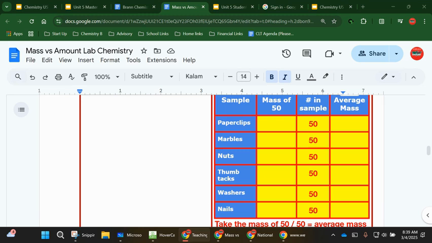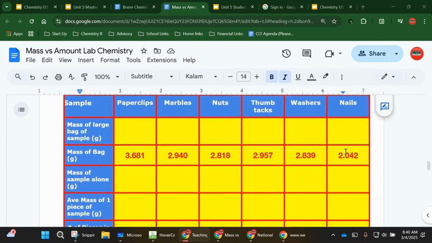All right. Tomorrow when you come in, open up the lab right away. We will begin on the calculations. Again, you are going to take this mass divided by 50 and get an average. That average is then going to go into the table down below, average mass of 1 piece of sample. You're going to take the mass that you got here minus the mass of the bag to get just the mass of the sample. You will then divide it by the mass of one of them to figure out how many were in the bag.